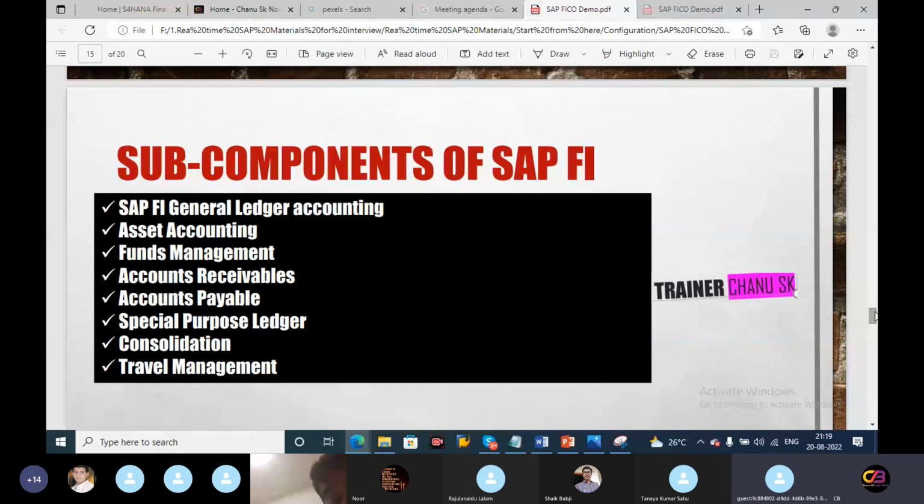So what are the subcomponents of the SAP FI module? Here I have listed some of the submodules of SAP FI: General Ledger Accounting, Asset Accounting, Funds Management, Accounts Receivable, Accounts Payable, Special Purpose Ledger, Consolidation, and Travel Management. So these are all SAP FI submodules.